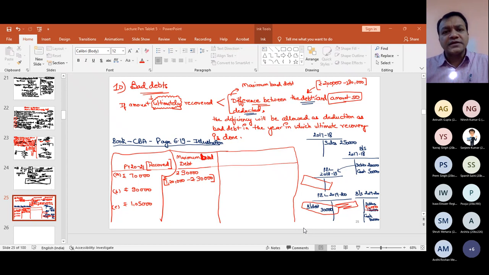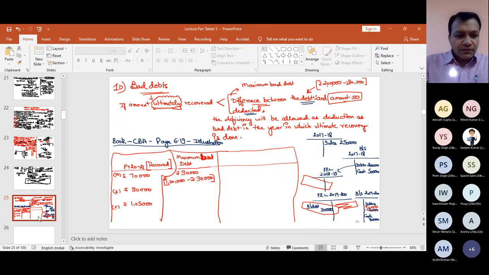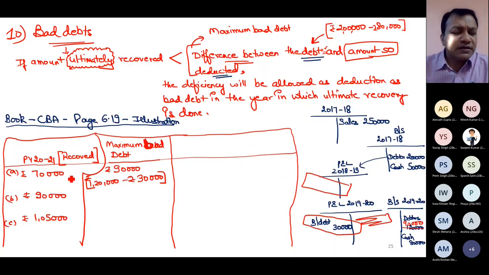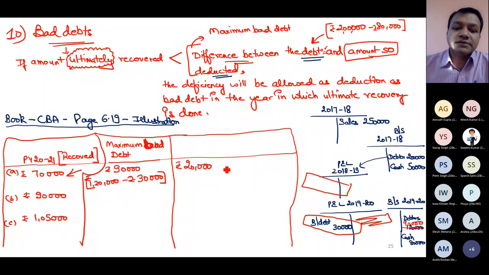If I am talking about the Income Tax Act, the department says 30,000 out of 120 you have already debited. So how much maximum loss can you be having now? Only 90,000. And how much are you recovering? 70. So what is the maximum loss now you are having? 20,000. It will be allowed as deduction.